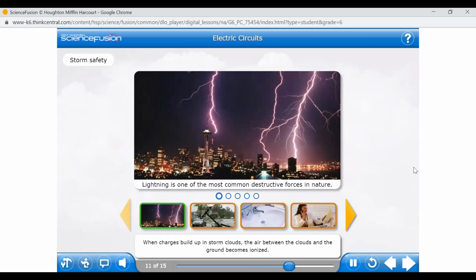When charges build up in storm clouds, the air between the clouds and the ground becomes ionized. The charge travels to the ground as lightning. The current in a lightning bolt is about 10,000 amperes. A current of only 1/10 of an ampere can be fatal. It's important to practice safety during a lightning storm.